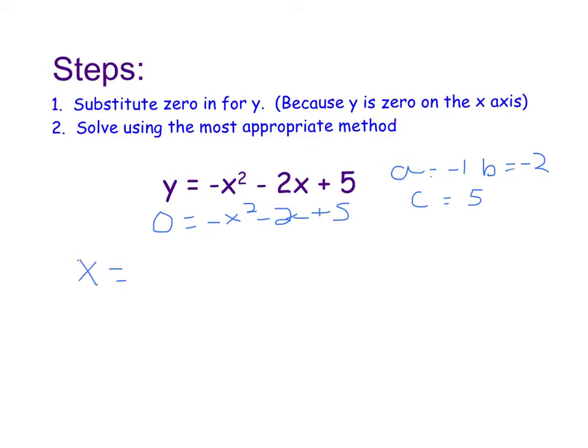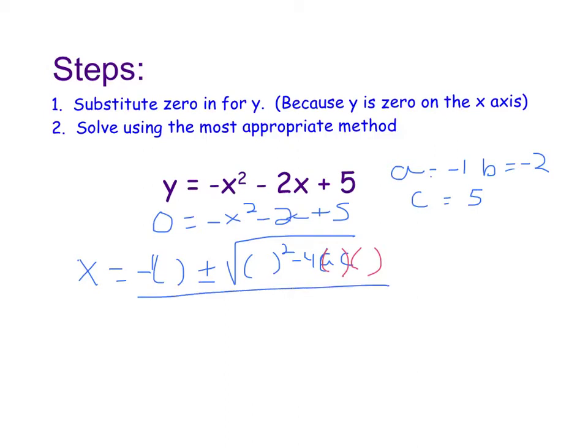So now we have x equals the opposite of b plus or minus the square root of b squared minus 4ac, all over 2a. Then I'm going to plug in. My b is negative 2, so that goes there. a is negative 1, and c is negative 2.